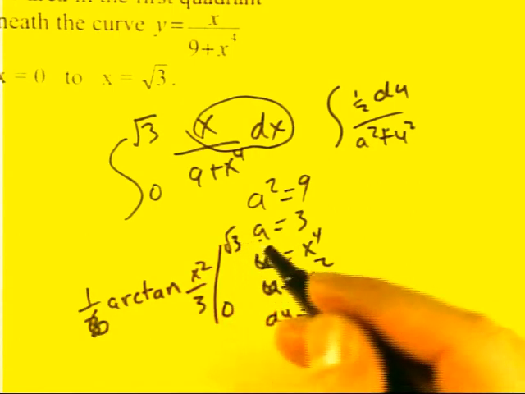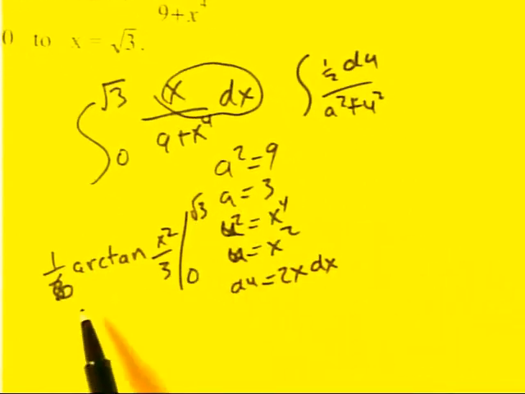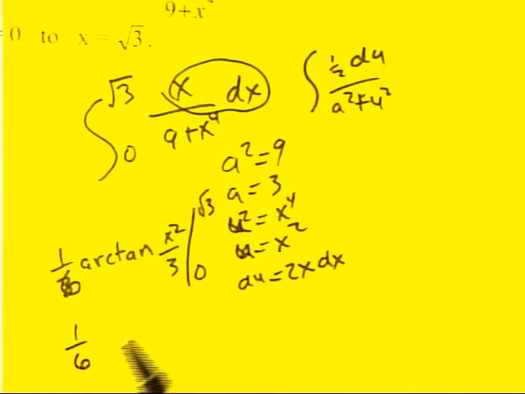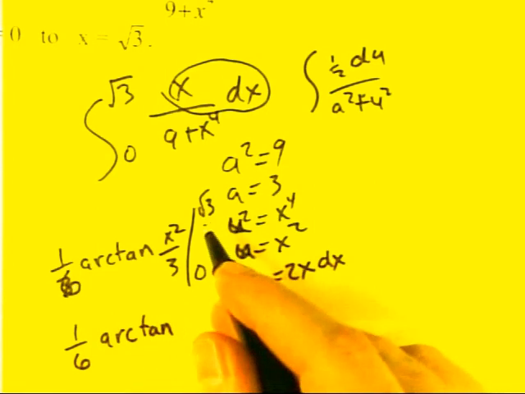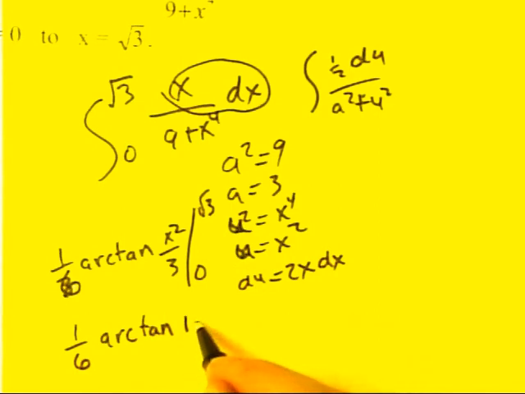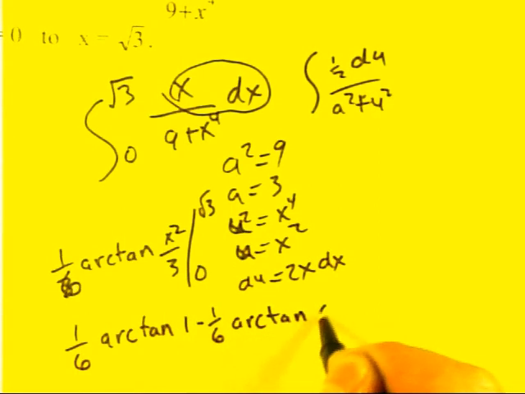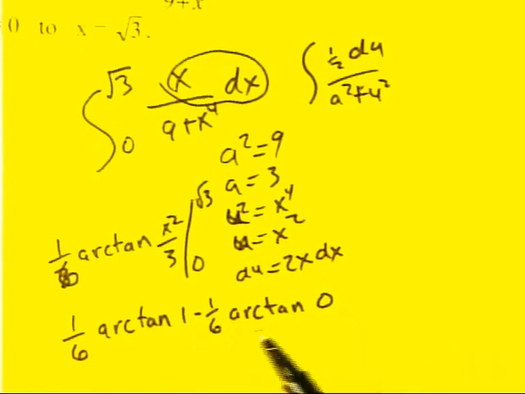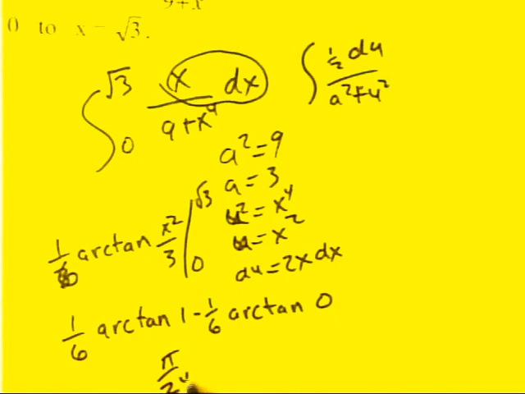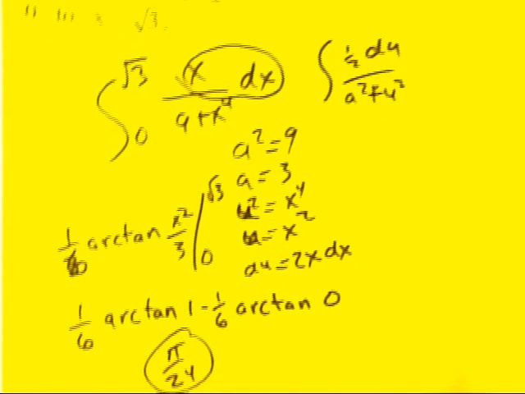So you do that from 0 to square root of 3. It comes out to be 1/6 arctan of 1 minus 1/6 arctan of 0. So what's arctangent of 1? Pi over 4. Right, so it's pi over 24 minus what's arctangent of 0? 0. Very good. So the answer is pi over 24.